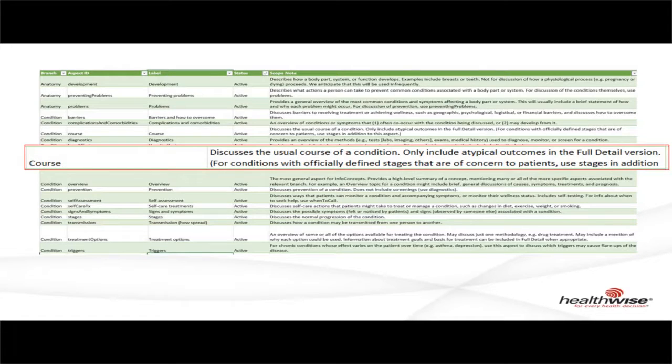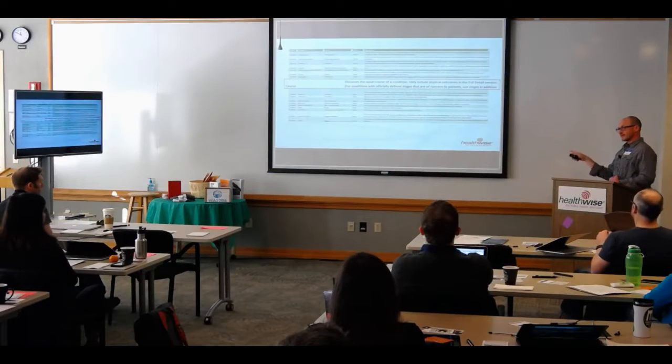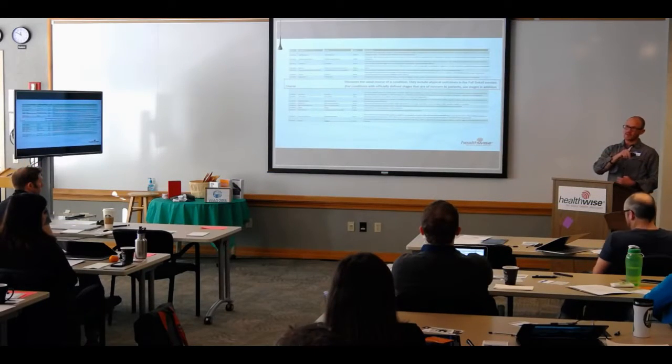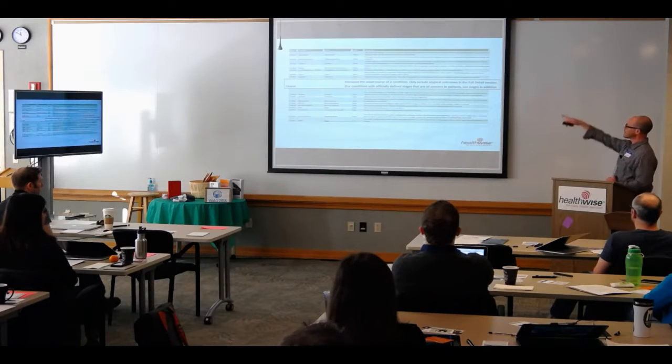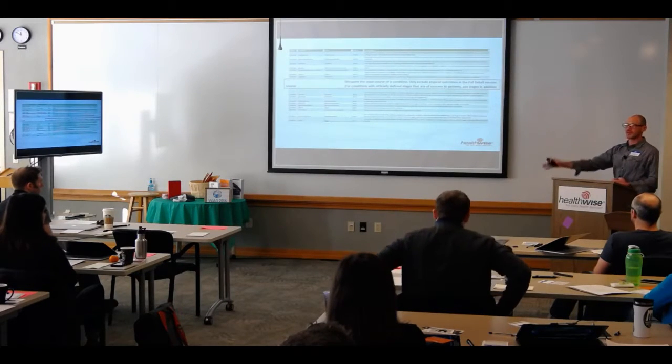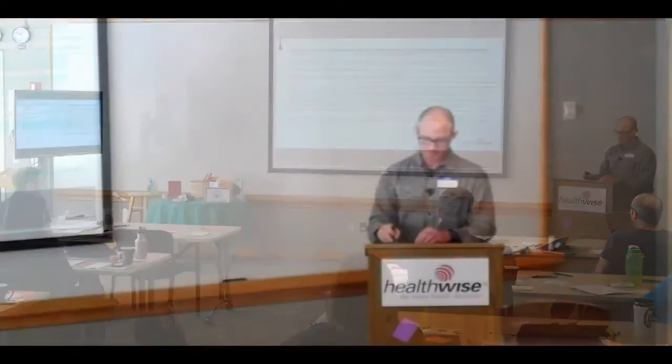For example, a scope note for course discusses the usual course of a condition. Only include atypical outcomes in the full detail, which is the big one in the multiple sizes model, right? Atypical outcomes don't belong in the tiny ones, just in the big one where you have space to get at that. Additionally, conditions with officially defined stages that are of concern to patients, stages with names that patients will know and have to deal with, go somewhere else. That goes in stages, because then we can separate those things from these things.